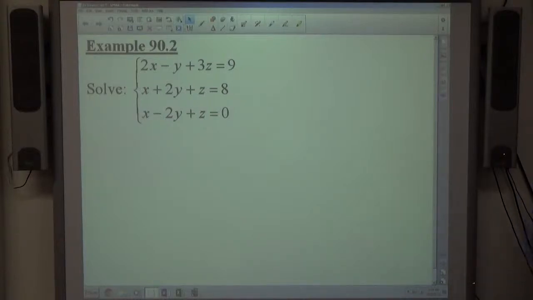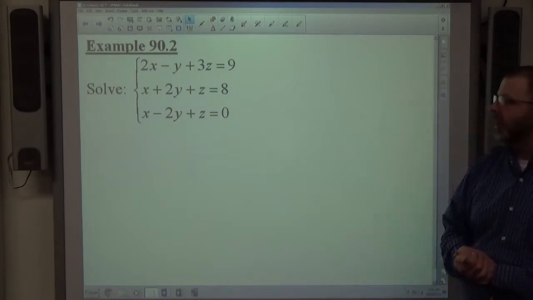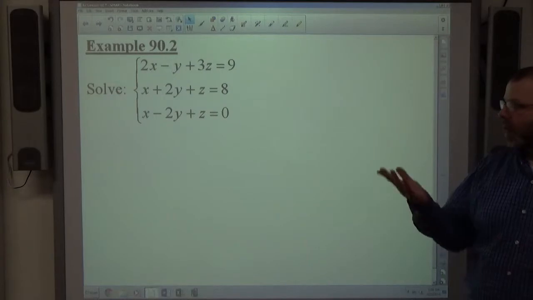Example 2: 2x minus y plus 3z equals 9, x plus 2y plus z equals 8, and x minus 2y plus z is equal to 0. Again, you have to make a decision. If we're going to use this elimination technique, we have to get rid of something. What do you think we should get rid of? Y. Y looks good to me.